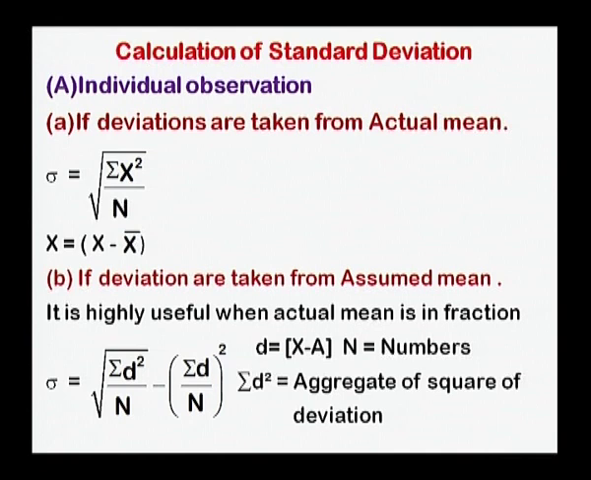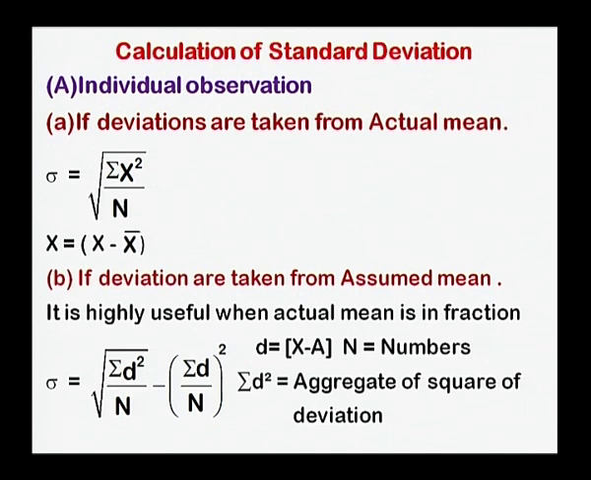Now, what are the formulas used for calculation of standard deviation in respect of individual observations if deviations are taken from actual mean? The choice is quite open. Either we can take deviations from actual mean, or deviations can be taken from assumed mean. When deviations are taken from actual mean, this formula is used: standard deviation is equal to the root of summation x square divided by n.